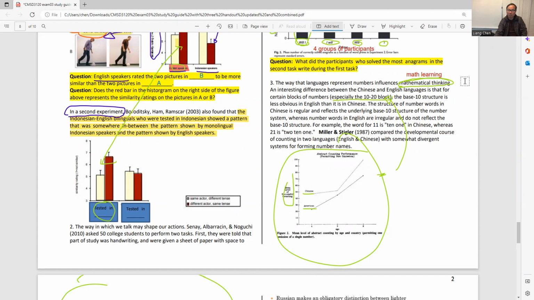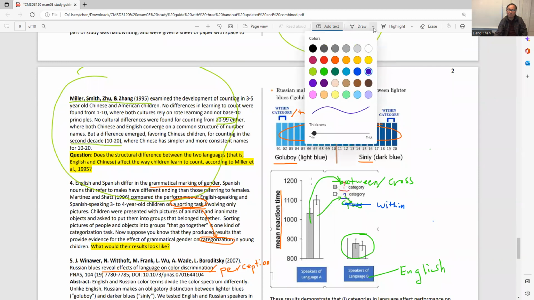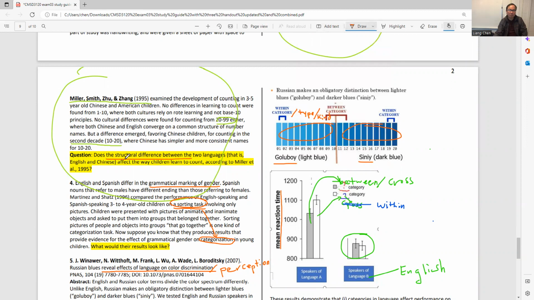The Chinese children did better than the American children on counting, abstract counting. Okay. The same thing for the 1995 study. And this 1995 study found that the structural difference between these two languages affects the way that children count. So that's the conclusion.